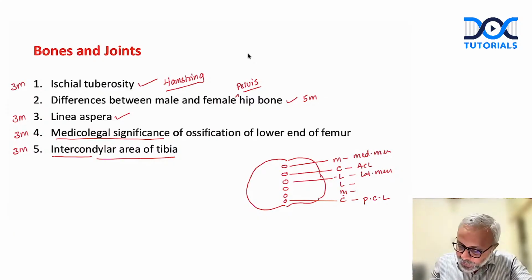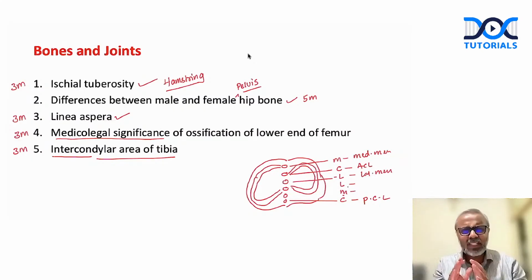Or otherwise, we can even draw the outline of, let's say, the medial meniscus. Okay. So let's imagine this is the medial meniscus, right? And then here we have the lateral meniscus. So this could be the lateral meniscus, right? So these simple line diagrams can be drawn to complete the answer, even if it's a 3 marker question. If you can depict it using a simple line diagram, nothing like it.